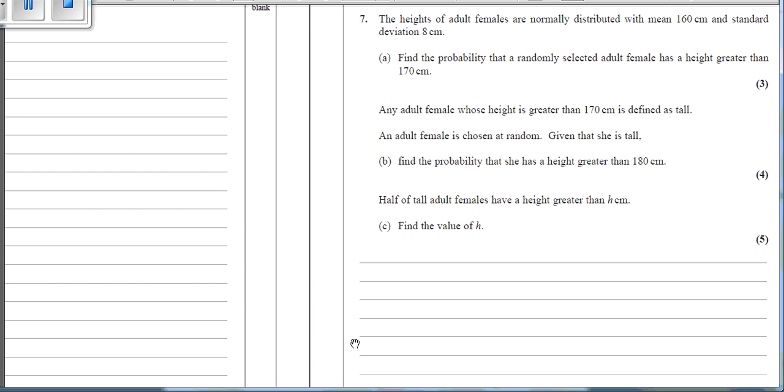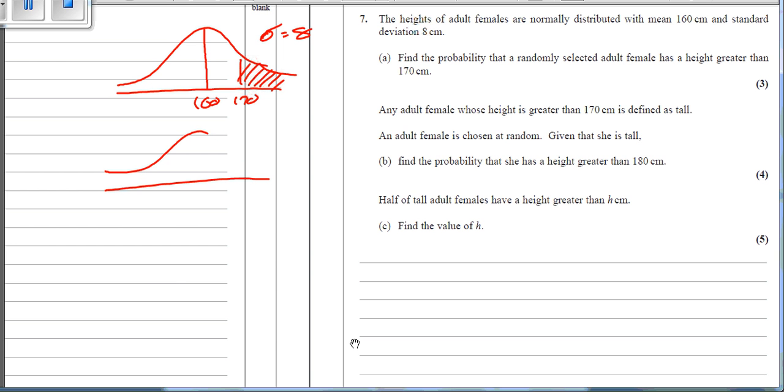Finally, the normal distribution question for the 2014 paper. Again, what I would do is draw a diagram. We've got the heights of adult females normally distributed, so we do a diagram with a mean height of 160 and a standard deviation of 8. We've got to find the probability that it's greater than 170. We want to know what that area is there. Once we've done the height curve, we're going to transfer that to the z curve.